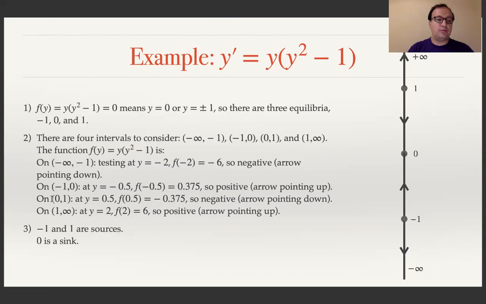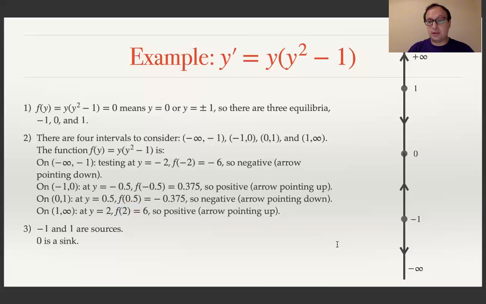Well, on the interval 0, 1, again, the natural choice is 0.5. And f of 0.5 is minus 0.375. So it's a negative number. And on the interval 1 infinity, again, we can choose any number we want. So let's choose 2. F of 2 is 6, which is positive. So this one will have an upwards pointing arrow.